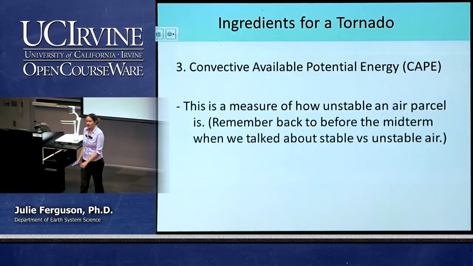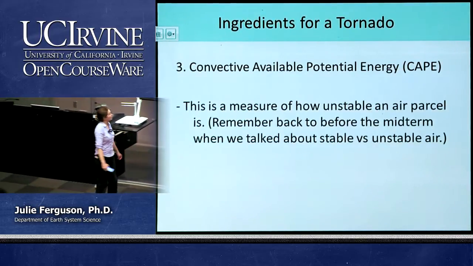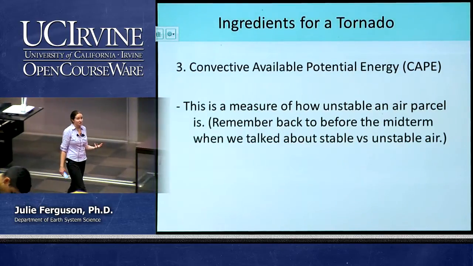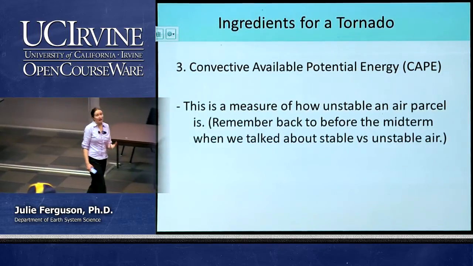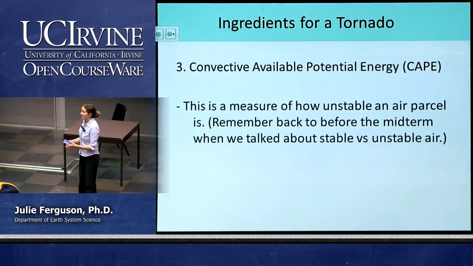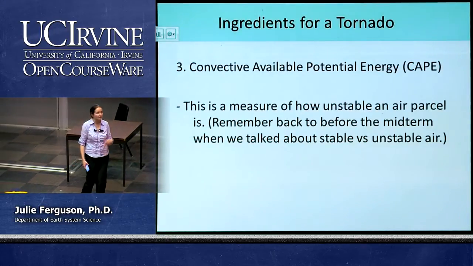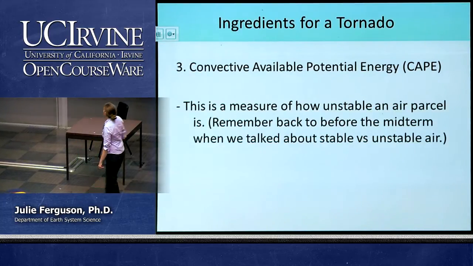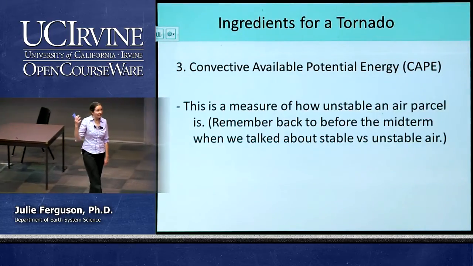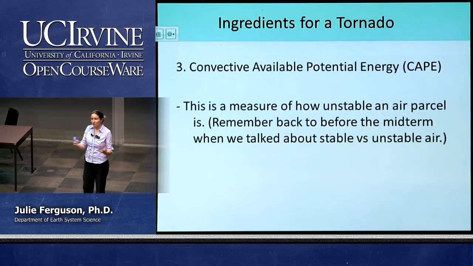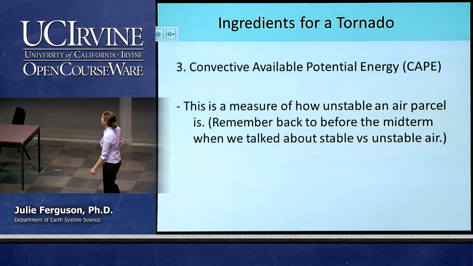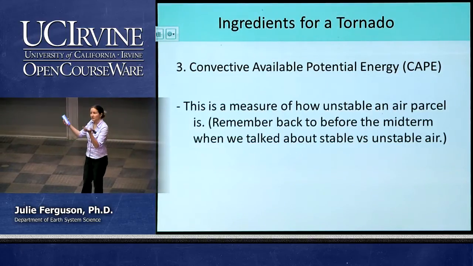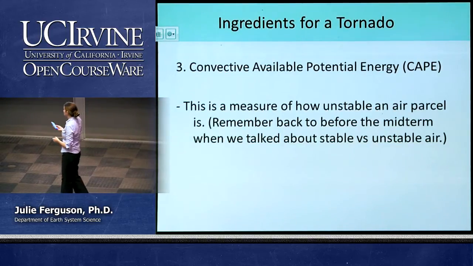So what does CAPE stand for? It's convective available potential energy. So what this is basically just a measure of how unstable the air is. We talked about whether air was stable, conditionally unstable, or absolutely unstable. Have I got the right ones there? And so what CAPE is just a measure of that. It's quantifying how unstable that air is. And we need that air to be unstable. We want it to rise. We want it to create these big thunderstorms.